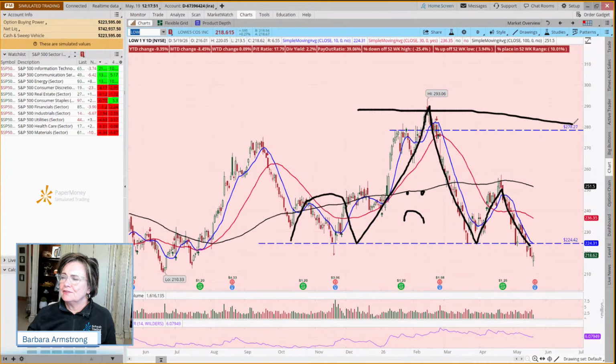This is an inverted head and shoulders, or sorry, a head and shoulders. I'm so used to saying inverted head and shoulders, but this is a head and shoulders pattern where it came up, hit a new high, then a lower high. Yeah, Jay, you've got it. It's a head and shoulders pattern.